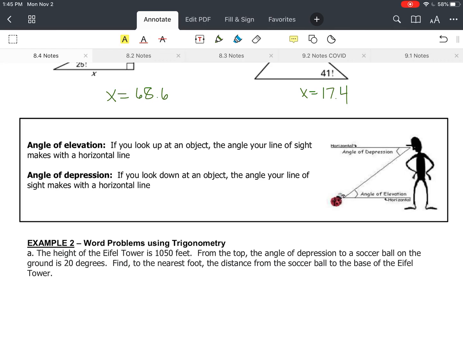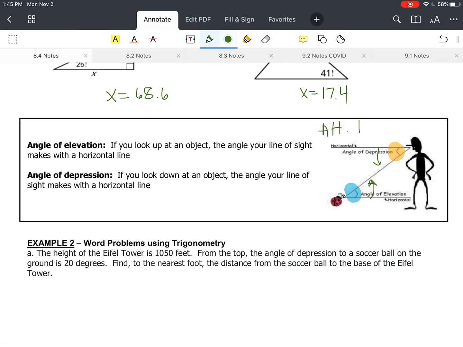In order to complete these word problems, you're going to need to know these 2 definitions. The angle of elevation is when you look up at an object, the angle your line of sight makes with the horizontal line. Somebody's trying to get a hold of me. We're going to ignore that phone call. So here is your angle of elevation down here. Think of a ladybug, it's how much it has to look up in order to see something. Angle of depression, which is right here, is how much you would have to look down from your horizontal line to see something.